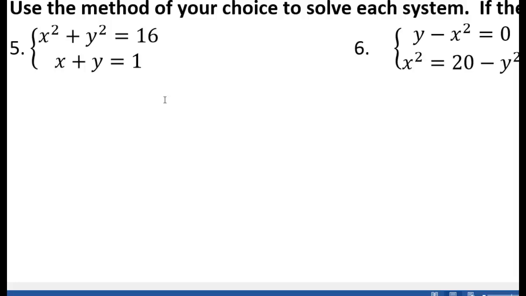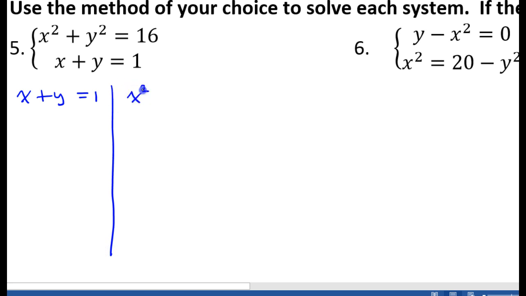So maybe I don't want to use that on this one. See, we have x squared and we have y squared, and then down here we just have x and y. So it would be really difficult to make opposites that cancel. So instead, let's do substitution. So if I were to get y by itself for this equation, so look, I've got x plus y is equal to 1.